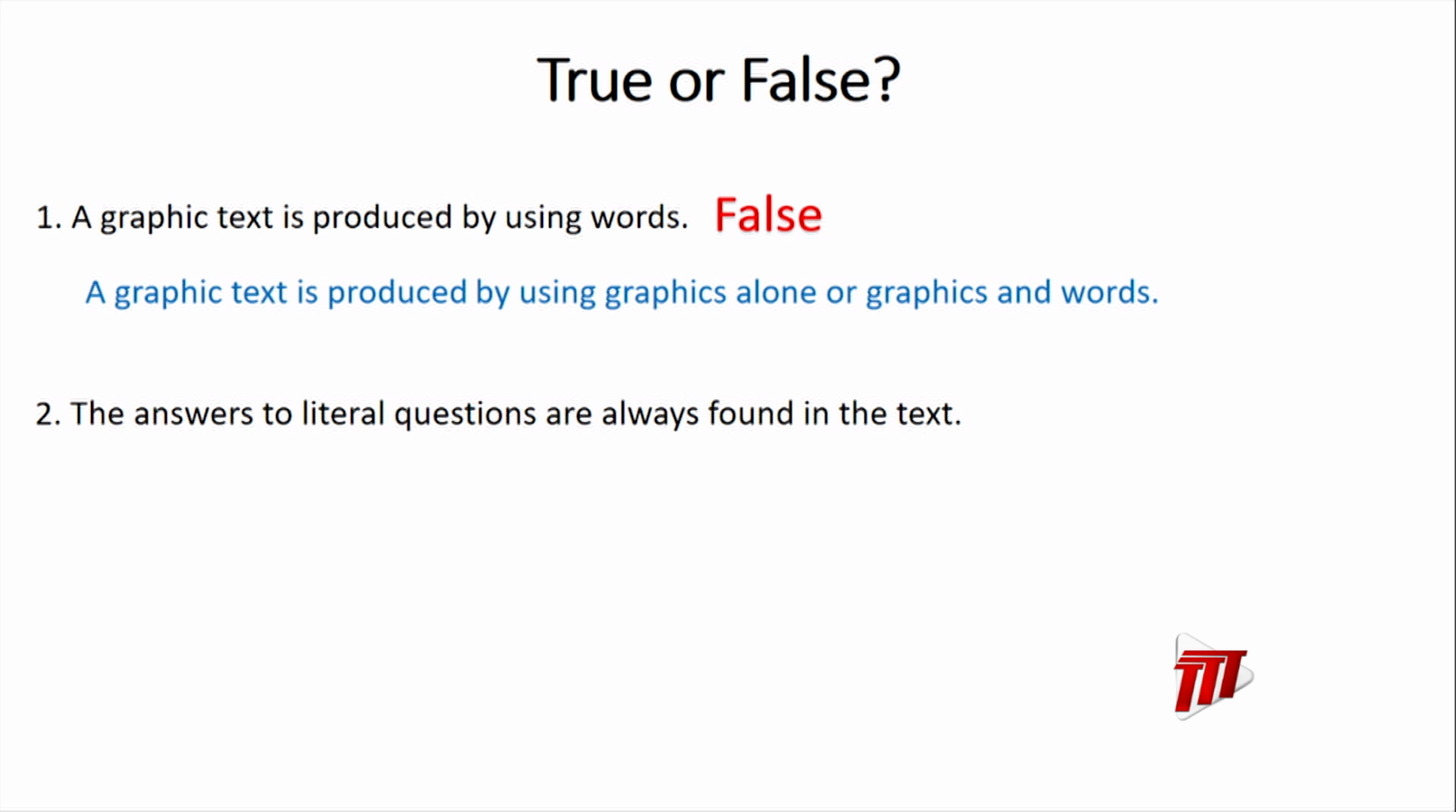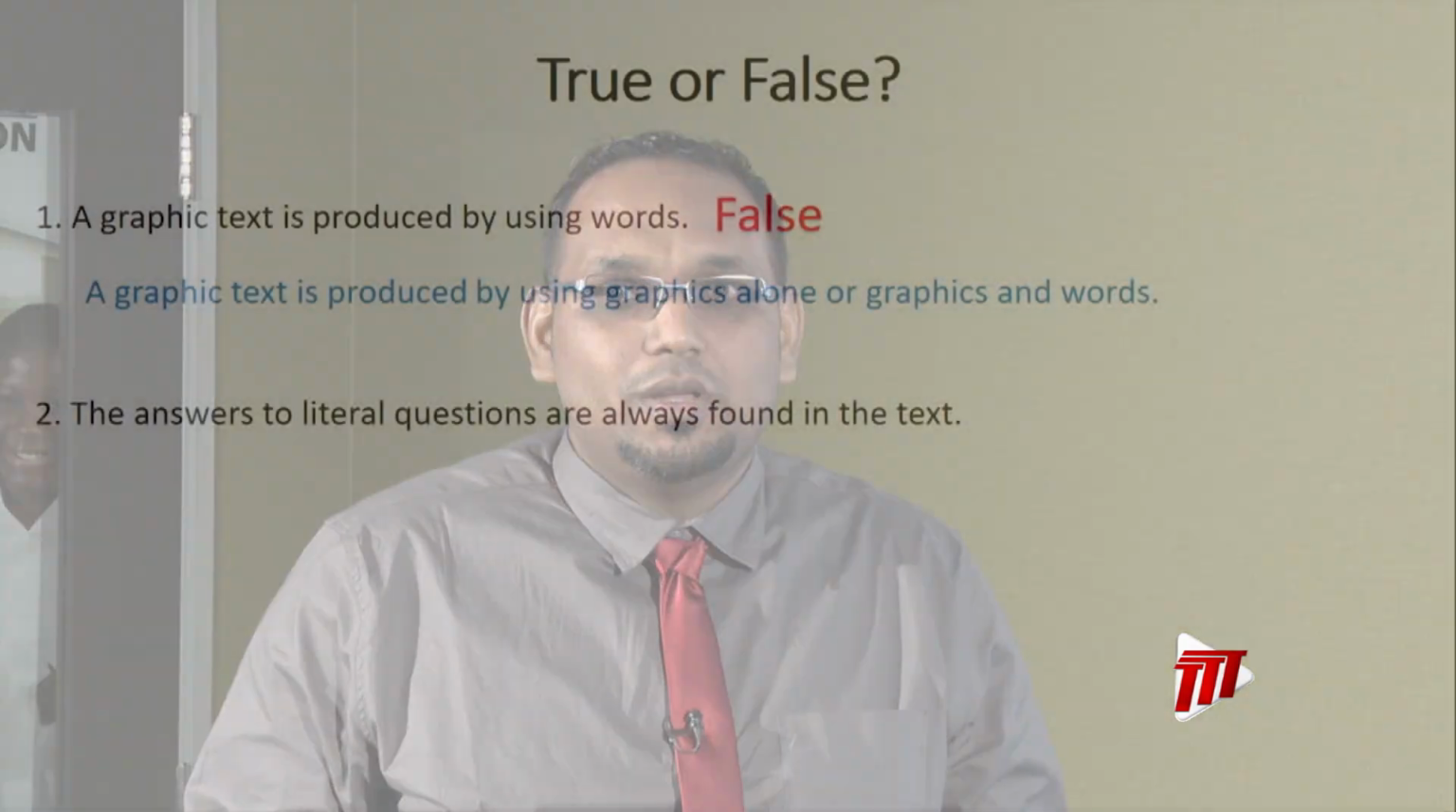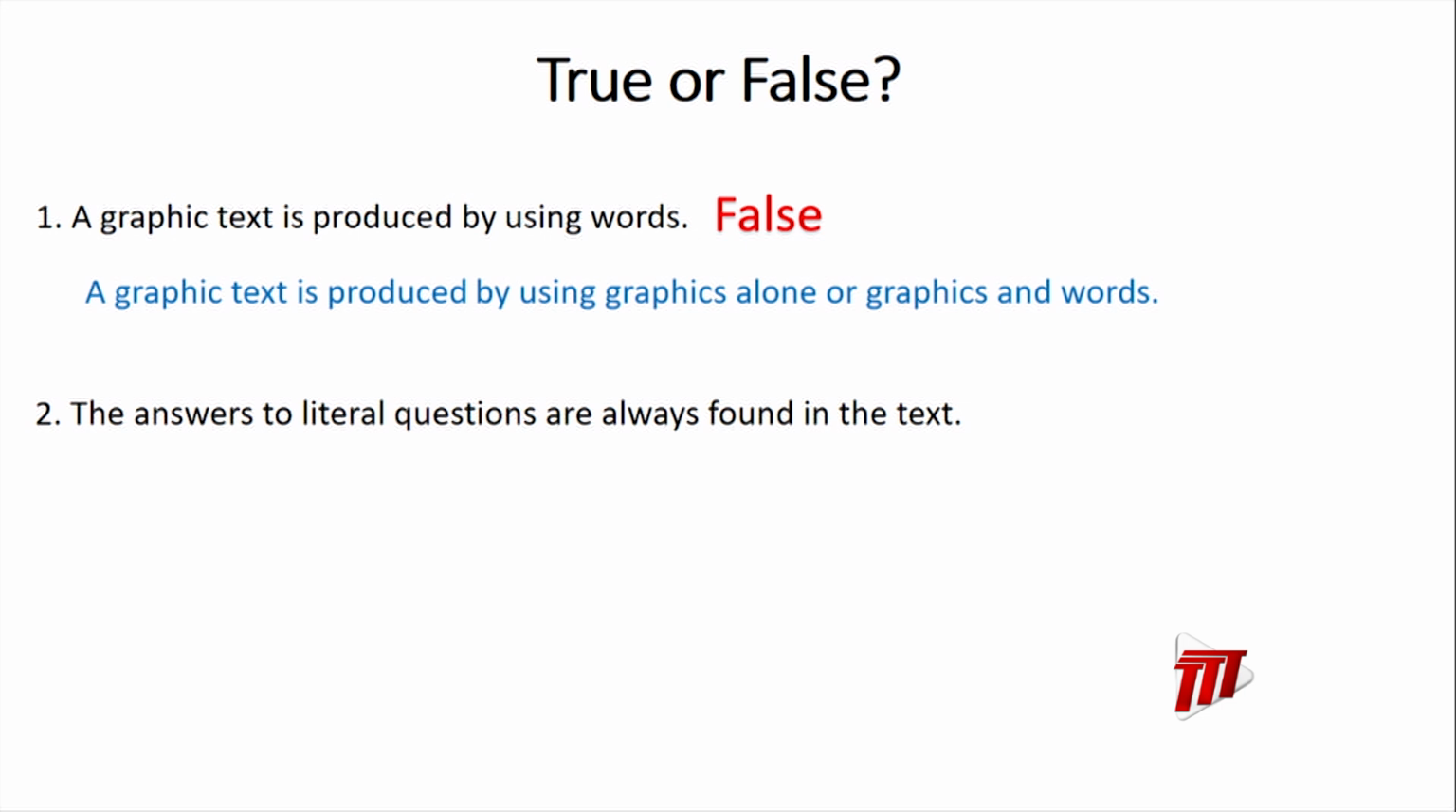The answers to literal questions are always found in the text. I'll read that again for you. The answers to literal questions are always found in the text. So if you recall, earlier in this lesson, I told you that the answers to literal questions are explicitly stated in the text. That is, the information is right there. Simply by looking at the graphic text, you would get your answers to the literal questions. So this statement is true. Excellent.